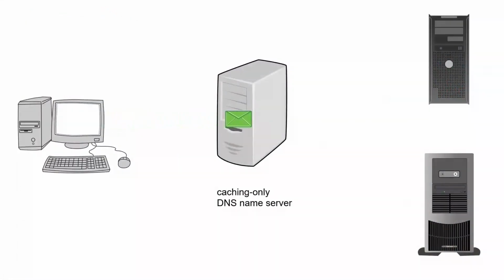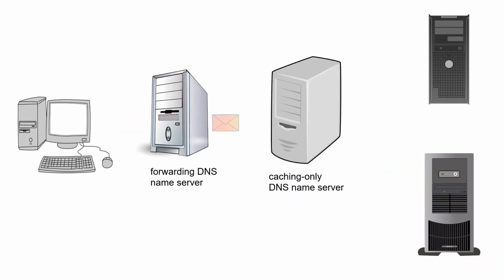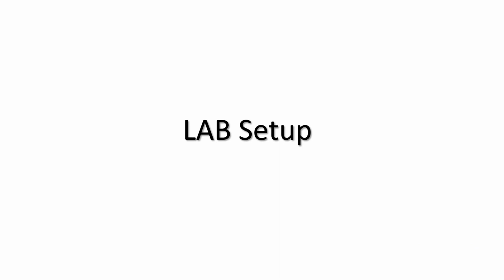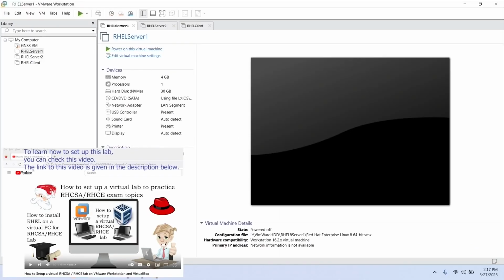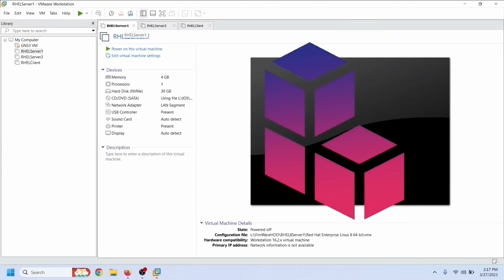A caching-only DNS name server resolves queries on behalf of end devices and saves the results in a cache. A forwarding DNS name server forwards all queries to the caching-only name server and saves the result in a cache. To explain how to configure, test, and verify these name servers, I will use a pre-built RHCE practice lab.